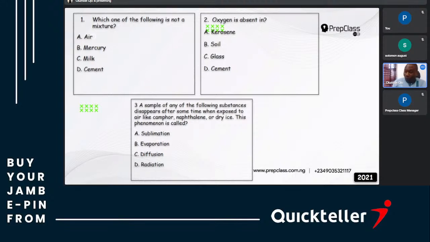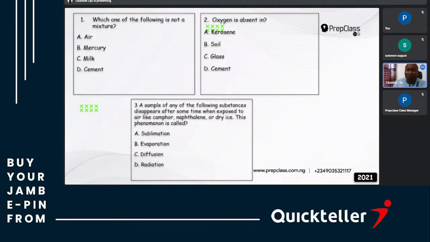Let's go to number 2. Oxygen is absent in the following. Now, we know that oxygen is O, and we know it can combine with itself to become a molecule of oxygen, and it can combine with many other elements to become a compound. So A, we have kerosene. B, we have soil. C, we have glass. And D, we have cement.